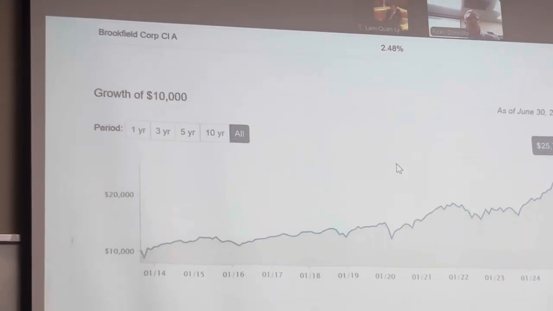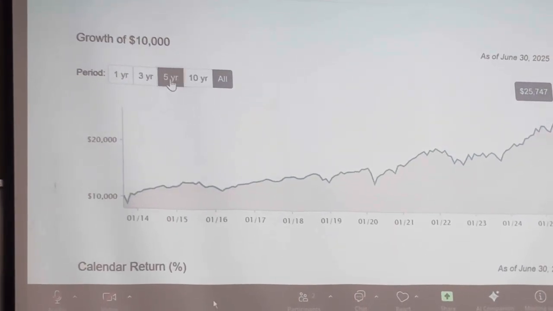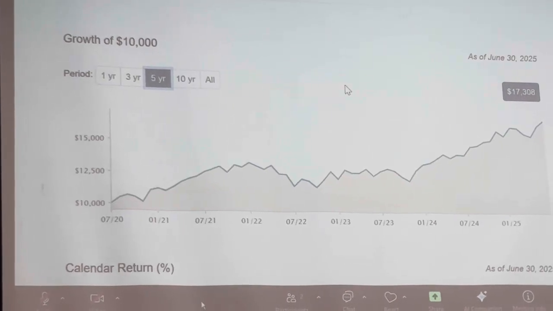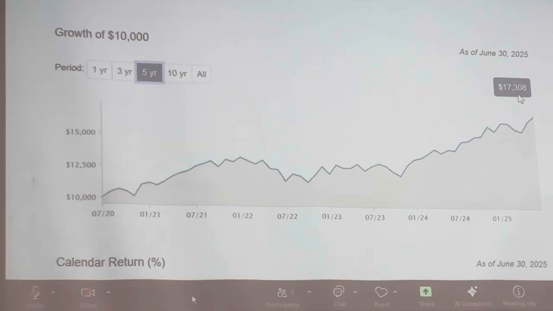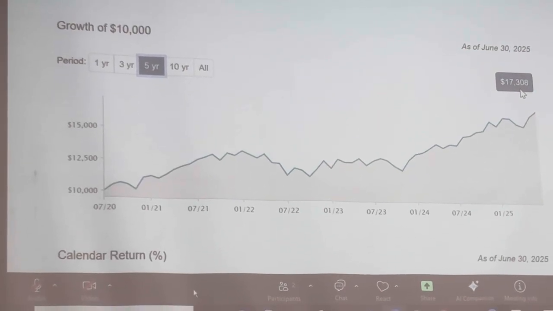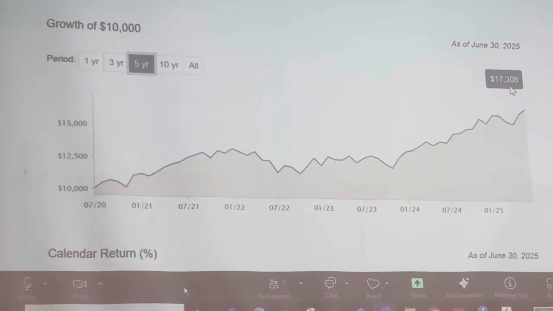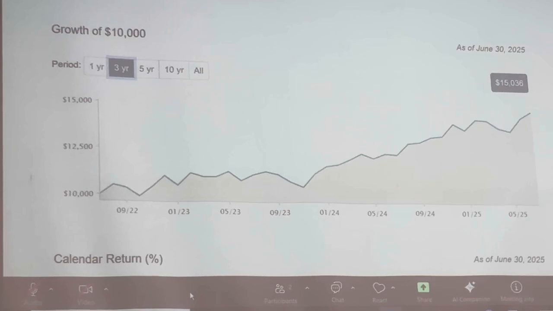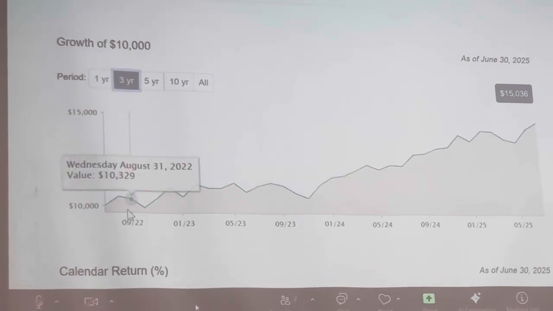But I want to know if I invest 10,000 the last 5 years. So if you invest 10,000 in this fund, after 5 years, the value for the investor is 70. Not bad. 70% in 5 years. Right? Not bad. What about 3 years? 50%, 3 years. And look at this, the trajectory.